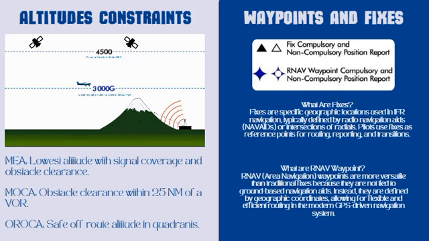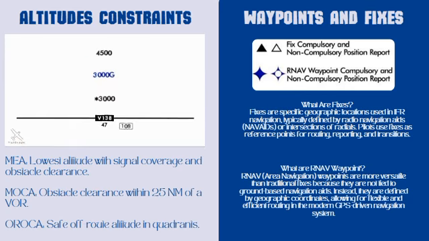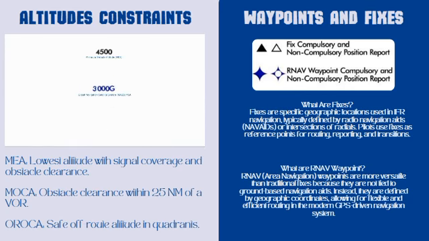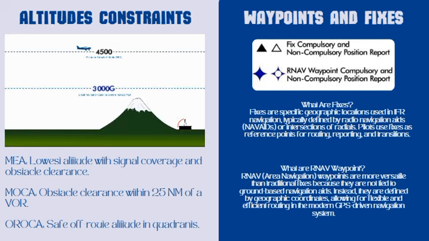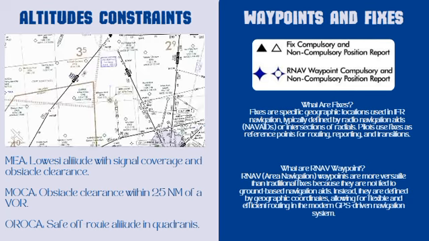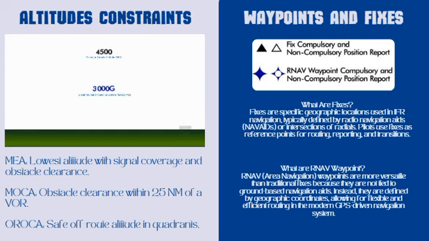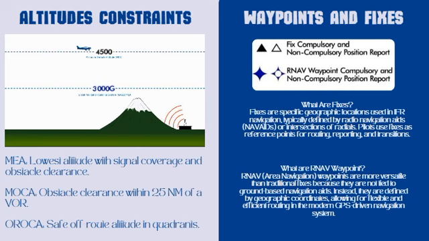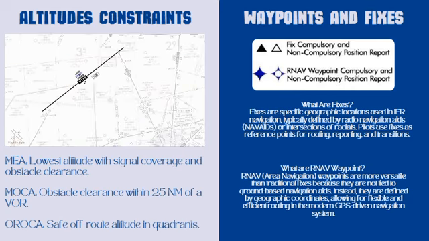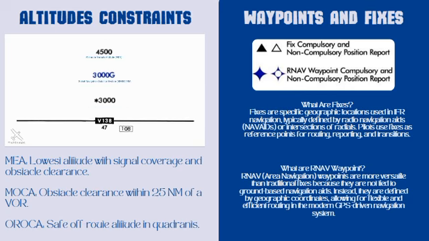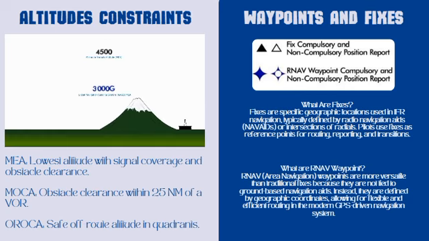waypoints and fixes. These are critical elements of IFR en route charts, providing precise navigation points for pilots to follow. What are fixes? A fix is a specific geographic position determined by navigation aids, intersection of radials, or coordinates. Fixes are used for position reporting, defining intersections between airways, and determining altitude changes or turns along the route.